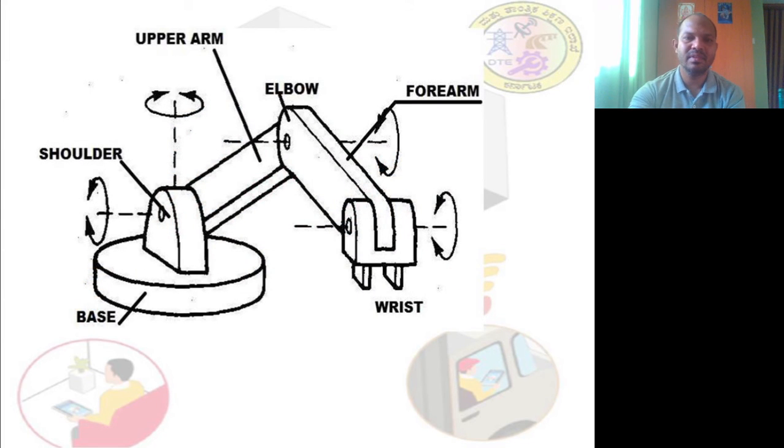Now you can see this. Here it is a rotational joint, here also it is a rotational joint, and here also. This is the wrist. My dear friends, this wrist end can be connected to any specified task. For example, if you want to use this robot for painting, you can fix a painting gun at the wrist end. Is it clear?